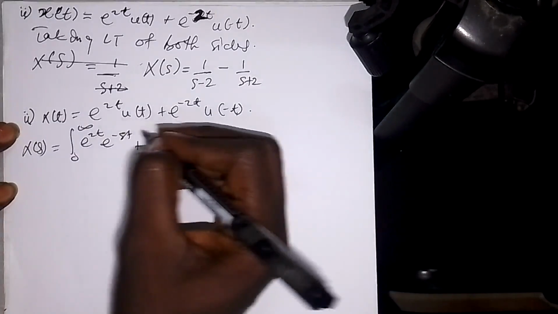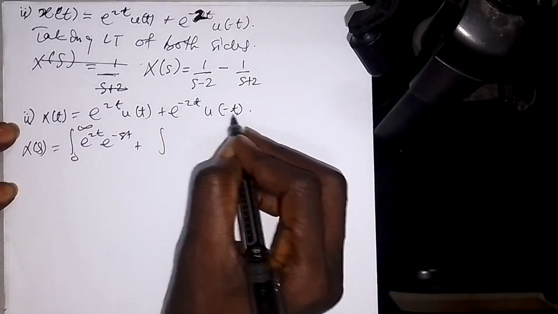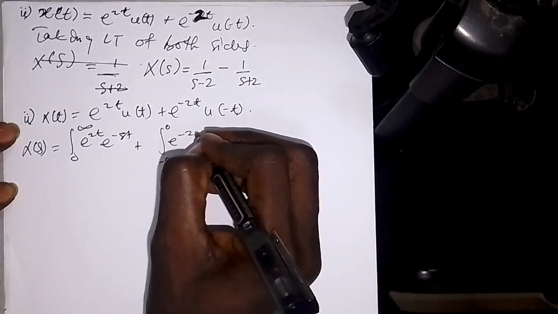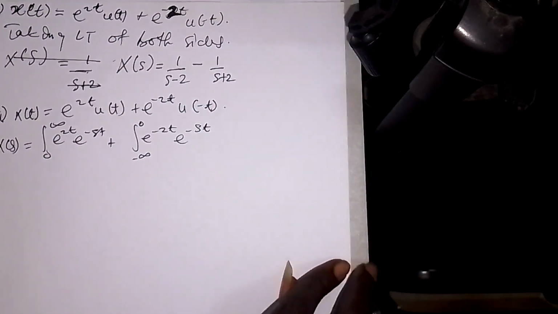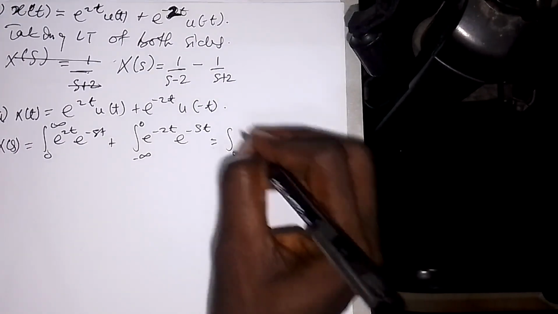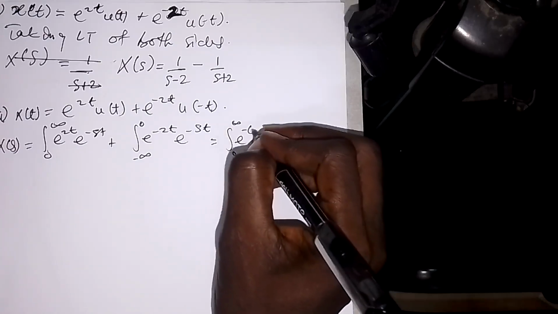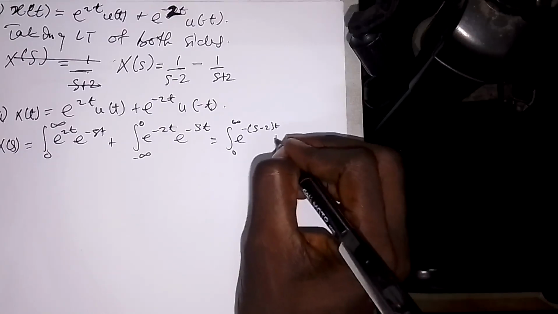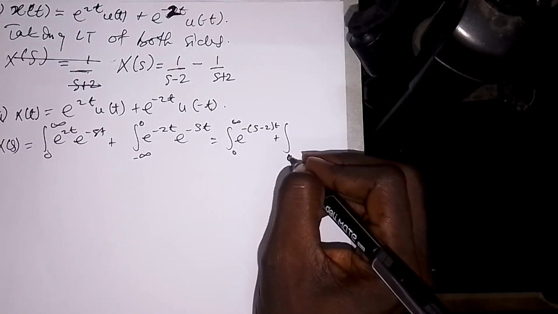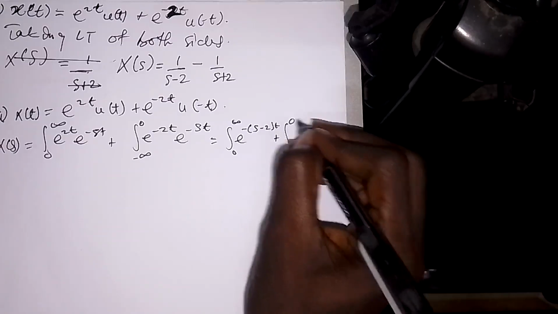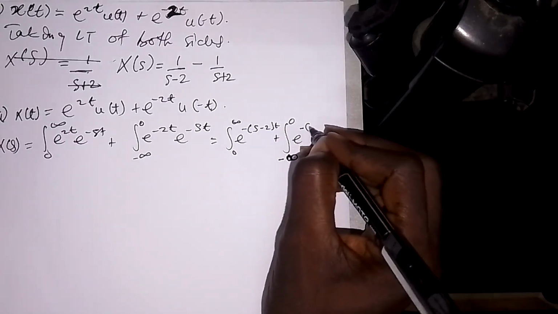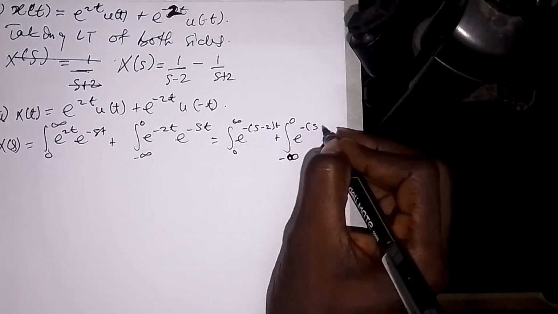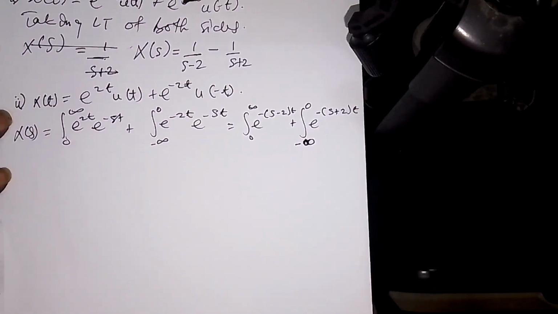So x of s equals that, plus, since u of minus t is negative, it will start from minus infinity to 0, of e to the minus 2t into e to the minus st. Basically the first will be the integral from 0 to infinity of e to the minus s minus 2 times t, and the second e to the minus s plus 2 times t. That is what I can have at this particular stage.